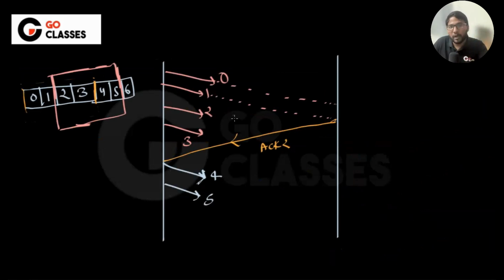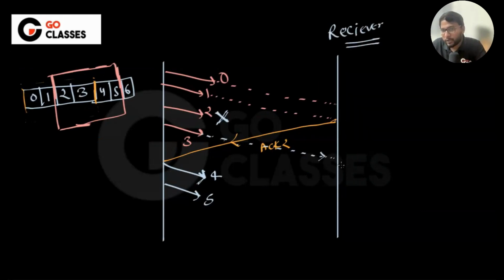That's fine. But now suppose this 2 is lost. If this 2 is lost, then what will happen? Let's suppose 3 has been received. Then what will this receiver do? It will say, see, I'm waiting for 2 and you got me 3. I will discard it.